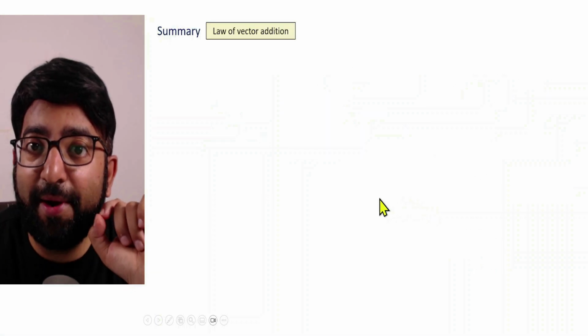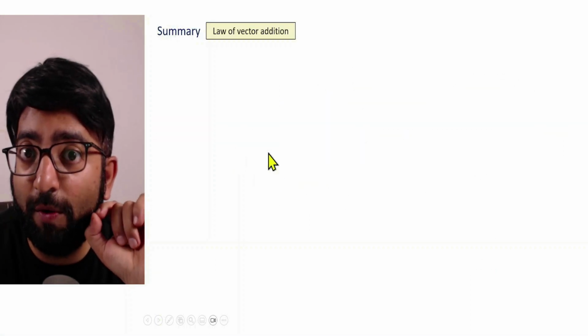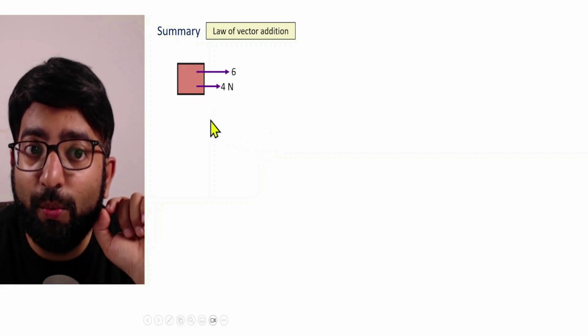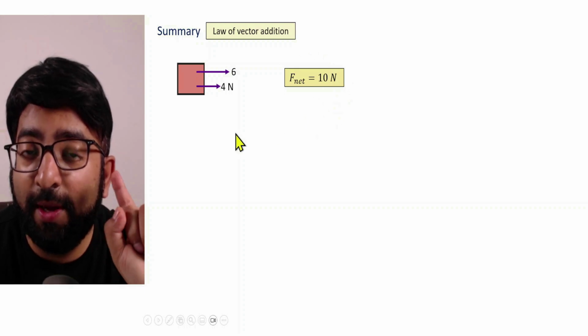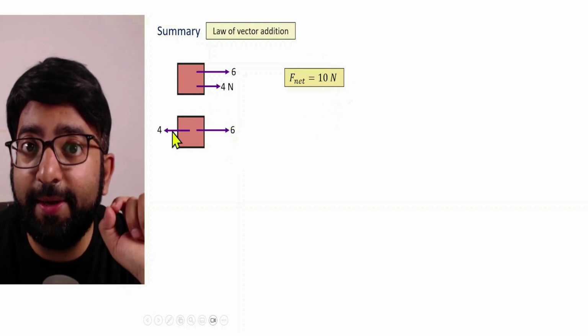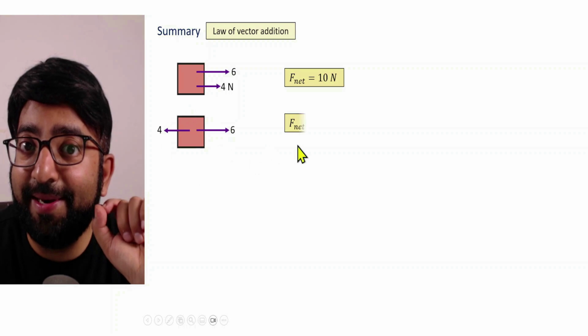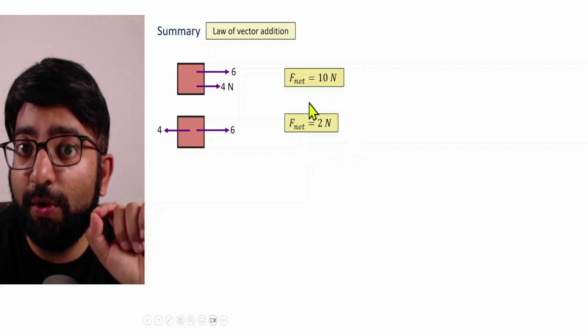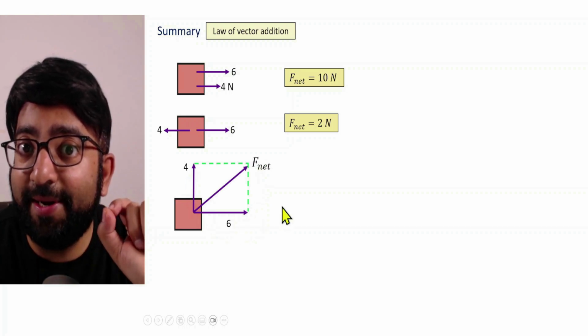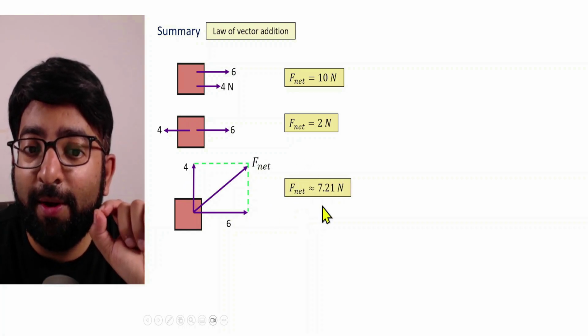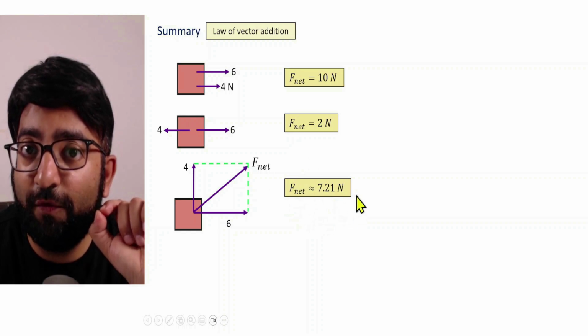And now let us summarize what we have learned so far in the law of vector addition. Case number 1, when the angle between the forces was 0 degrees, the resultant was 10 newtons. Case 2, when the angle was 180 degrees, which means forces were opposite, the net force was 2 newtons, that was found using subtraction. Case 3, when the angle between the two vectors was 90 degrees, we use the Pythagoras theorem to find the net force as 7.21 newtons.